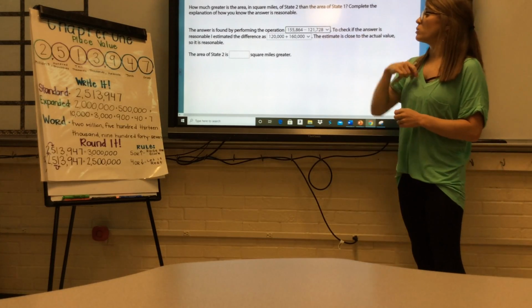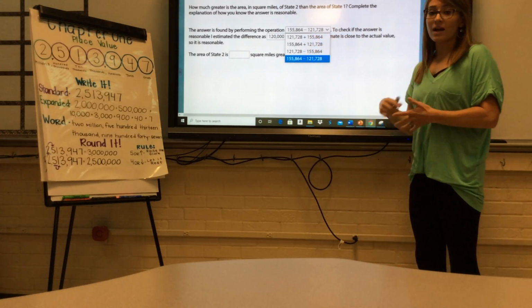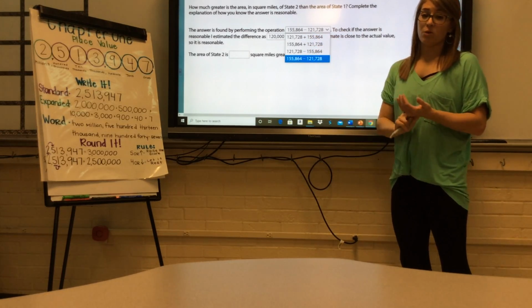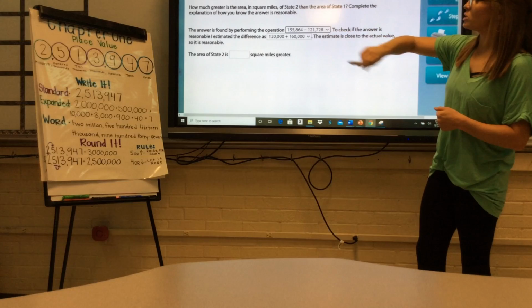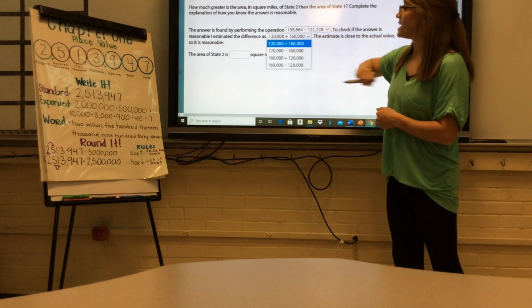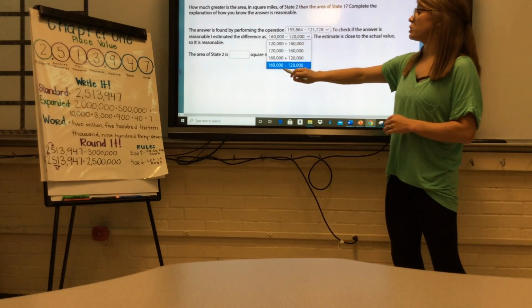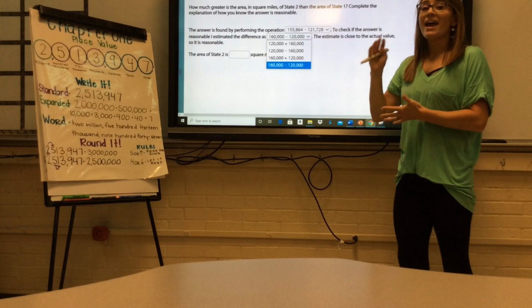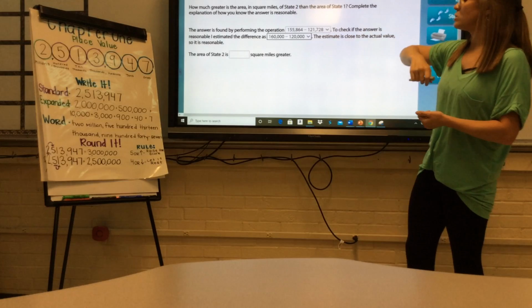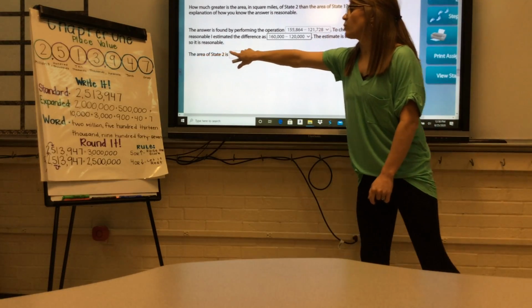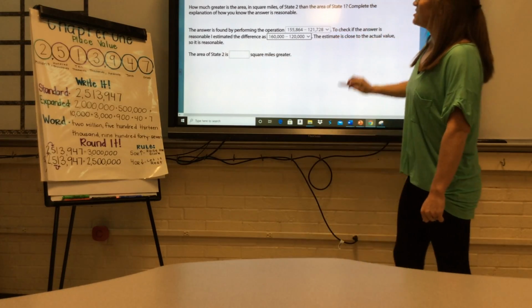So, it says the answer is found by performing the operation of 155,864 minus 121,728. Make sure that you've got the problem with the numbers in the right order and with the correct operation symbol. You want to make sure it's a subtraction symbol and not an addition symbol. To check if the answer is reasonable, I estimated the difference as 160,000 minus 120,000. Again, make sure you're picking the numbers in the right order and with the right operation. The estimate is close to the actual value, so it is reasonable. And remember, we said our answer was 34,136. Good job, guys.